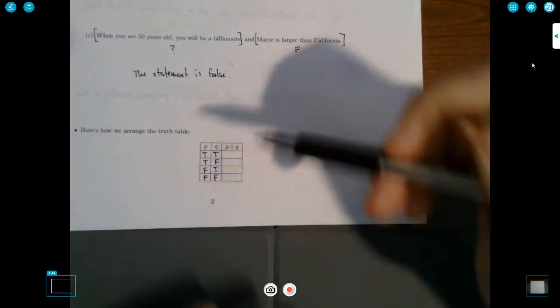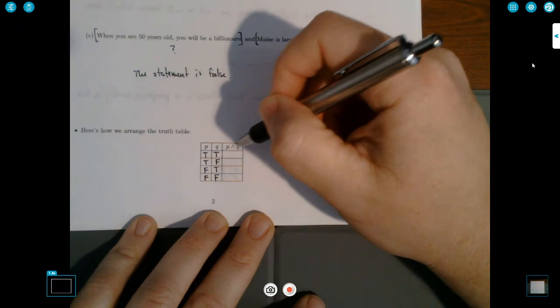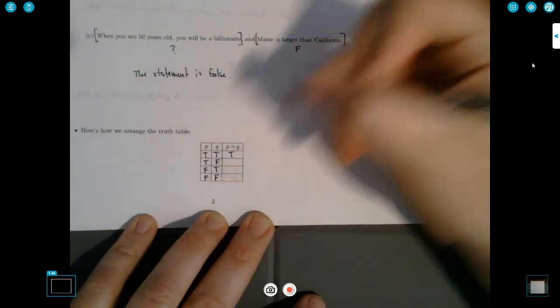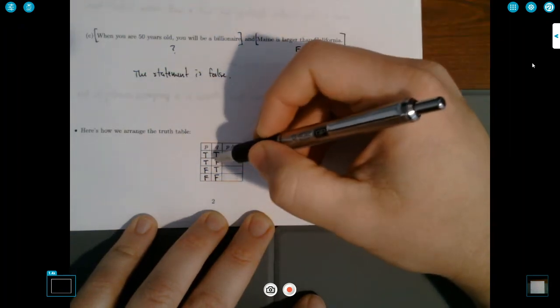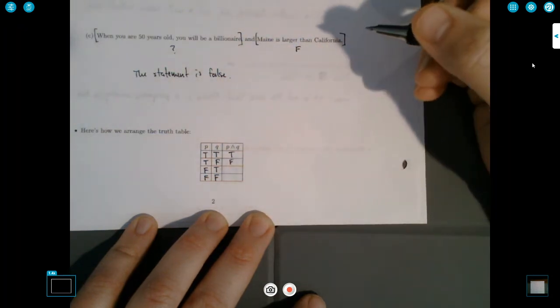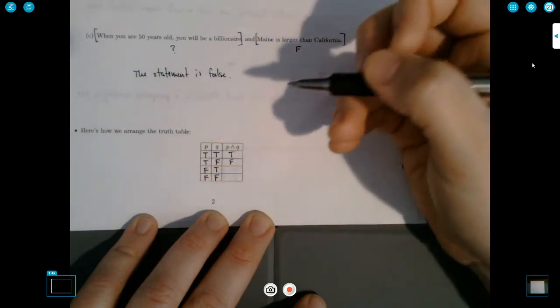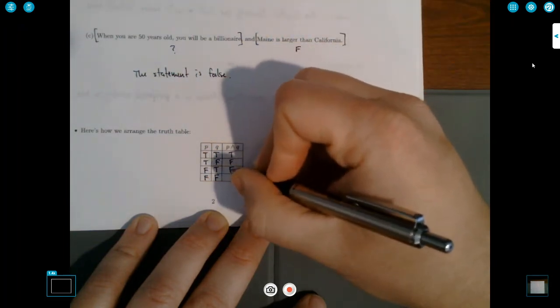But anyway, so if we're thinking about P and Q, so if P is true and Q is true, then P and Q is true. If P is true and Q is false, then P and Q is false, right? As we saw in part C up here. If P is false and Q is true, then P and Q is, again, false.